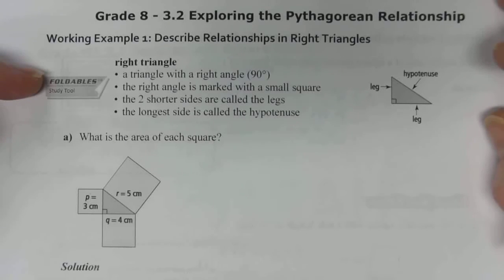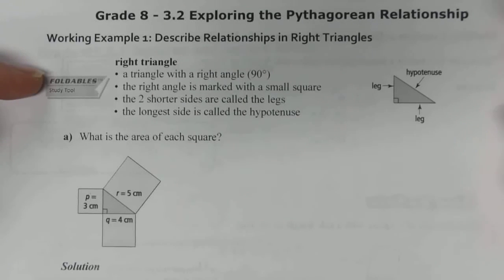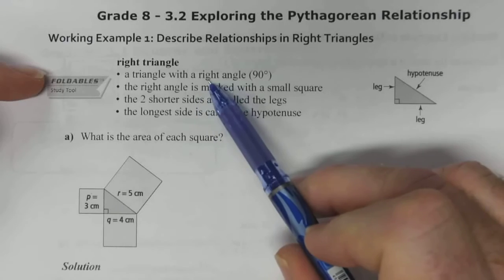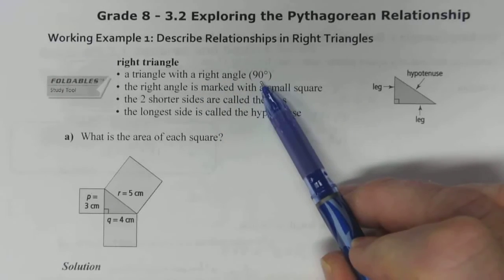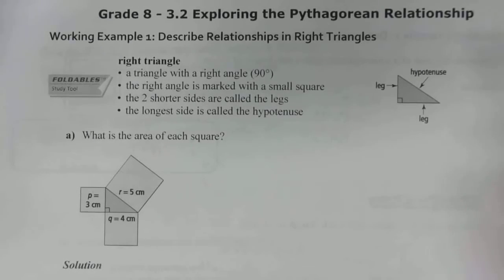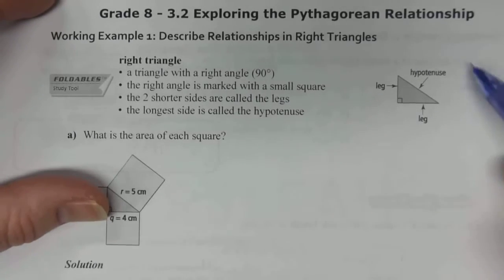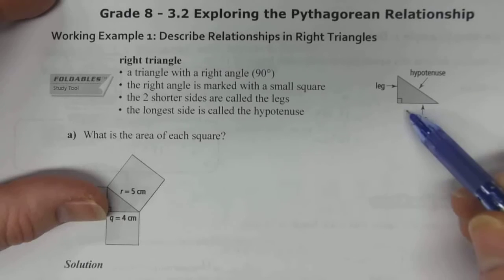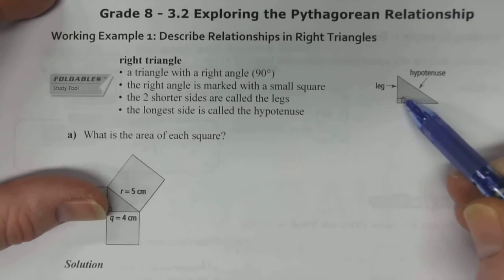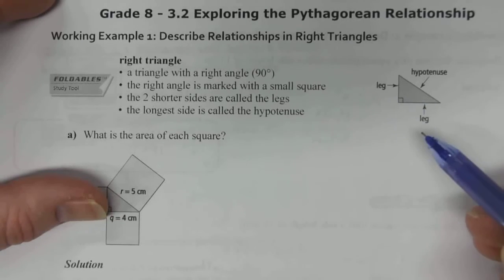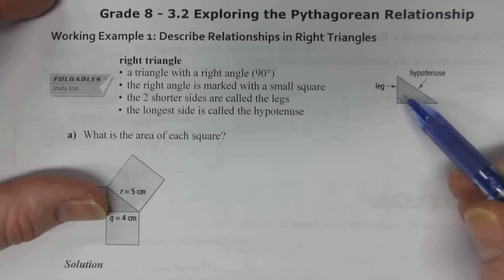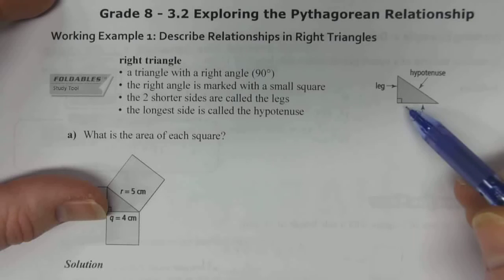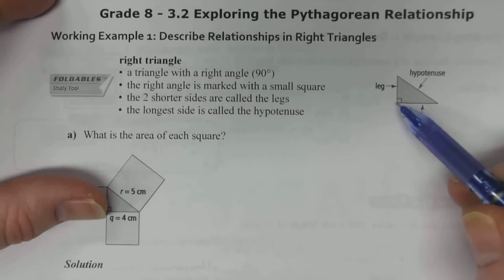A right triangle is a very specific type of triangle. It is a triangle that has a right angle in it, and a right angle is a 90-degree angle. The right angle is marked with a small square. So in this triangle here, we have a little tiny square on the inside, and that shows you that angle is 90 degrees. It is a square angle or a right angle.